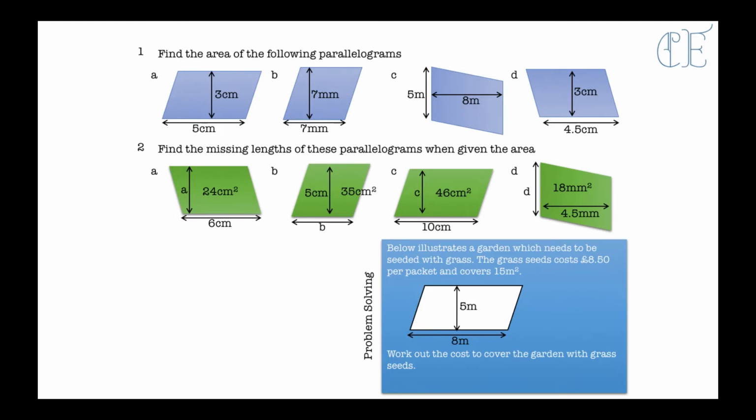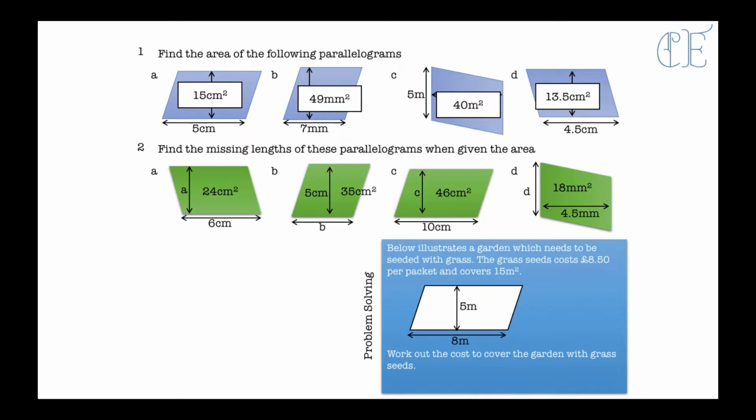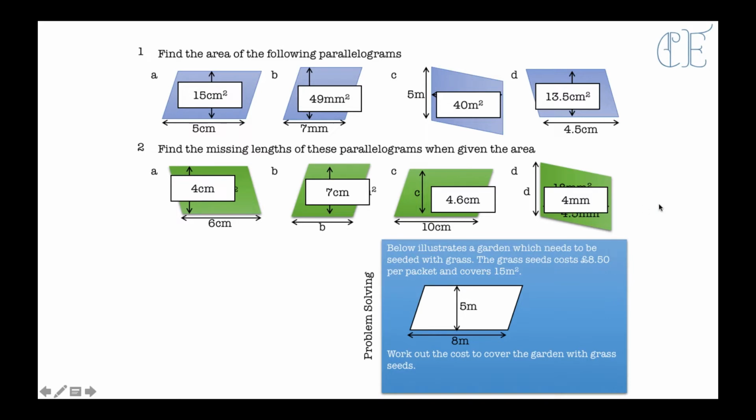Okay, if you've paused the video and had a go, the first ones were to find the areas, so I'm hoping you did those quite easily. The second one was to find the missing lengths, which meant that we just had to divide instead. So you would have had to do 24 divided by 6 to give you A, 35 divided by 5 to give you B, 46 divided by 10 to give you C, and 18 divided by 4.5 to give you D.